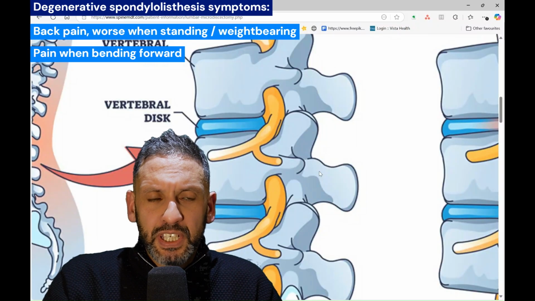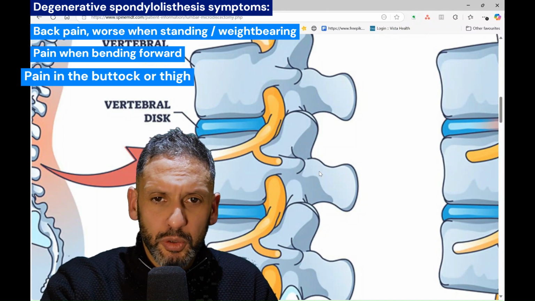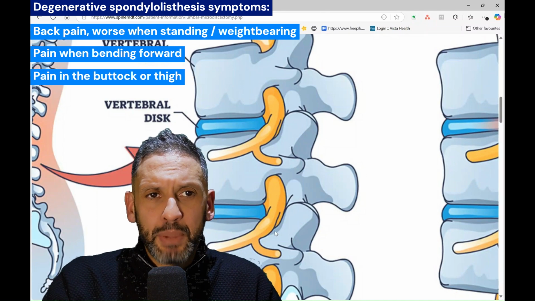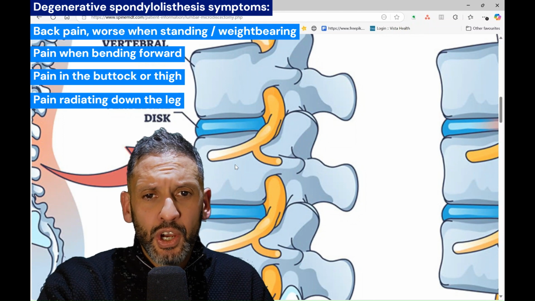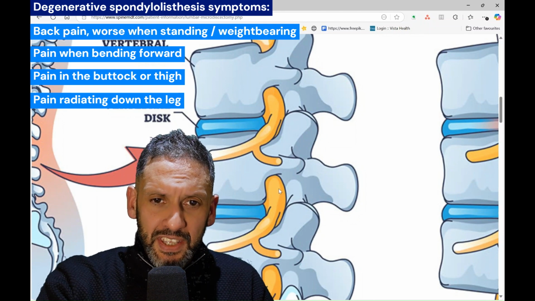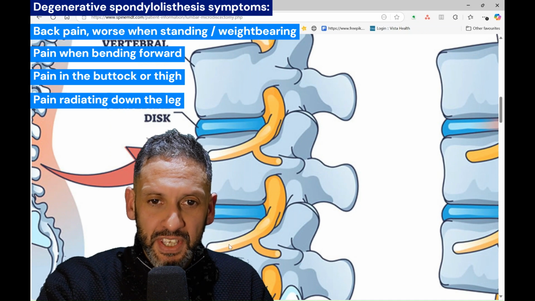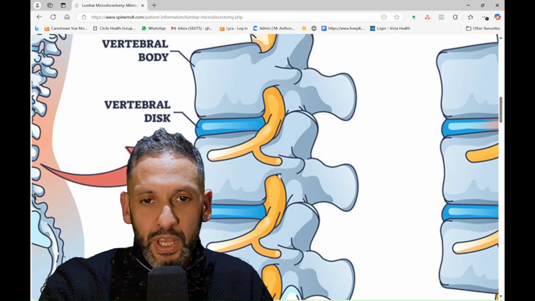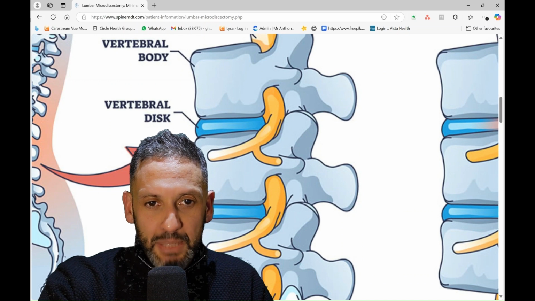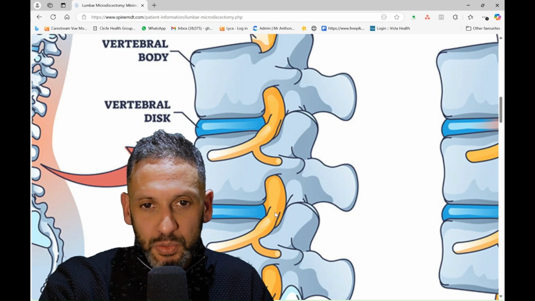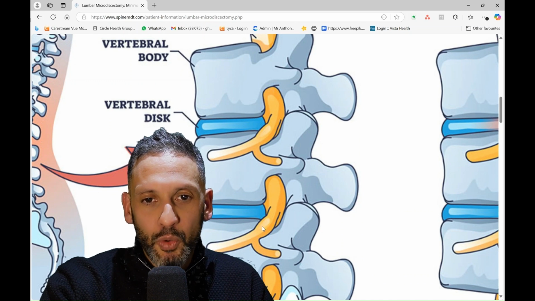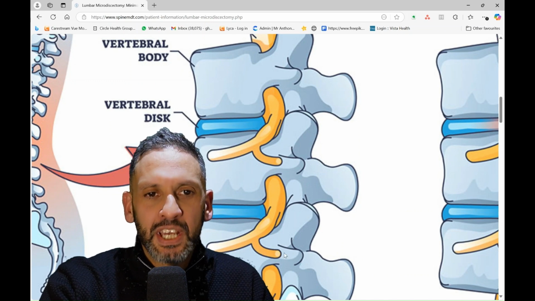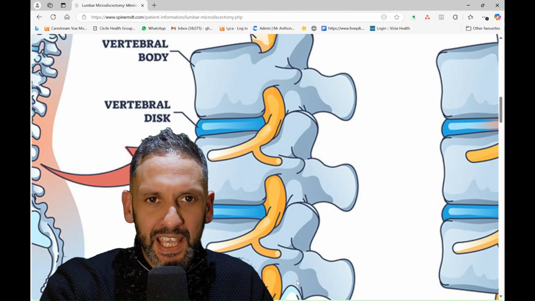There's often muscular referred pain to the buttock or the back of the thigh, but sometimes pain can radiate down the leg. So if we look at this diagram here again of the spine, we can see these yellow things here are the nerves that leave the spine at each level. Now if you imagine this bone slipping forward ever so slightly, this window, the channel through which this nerve leaves the spine, gets narrow and that nerve can get compressed, sending pain radiating down the leg.